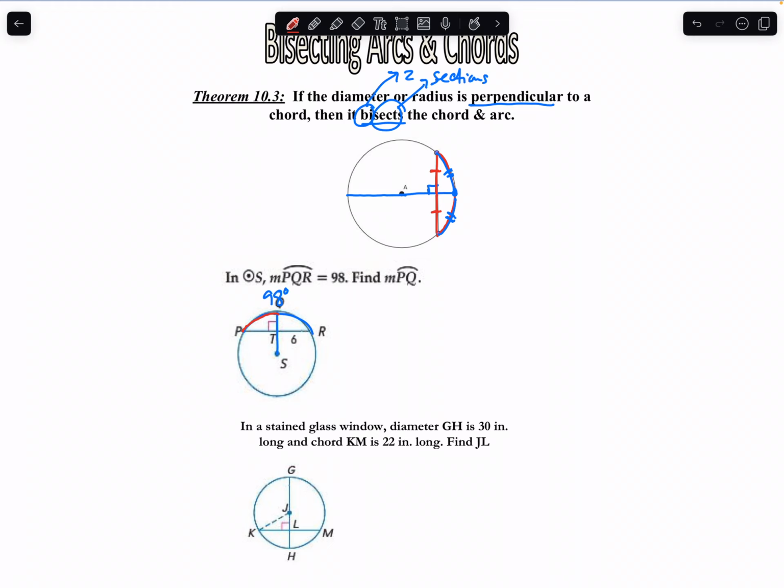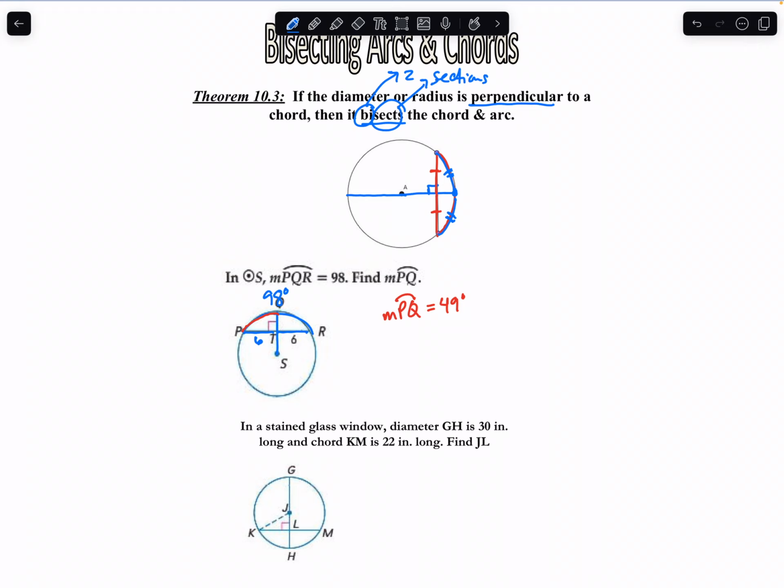And that gives us 49. So the measure of PQ is 49 degrees. If I wanted to find the length of this segment, since this segment from R to T is 6, we can also say that this piece would also be 6. They're both going to be congruent.